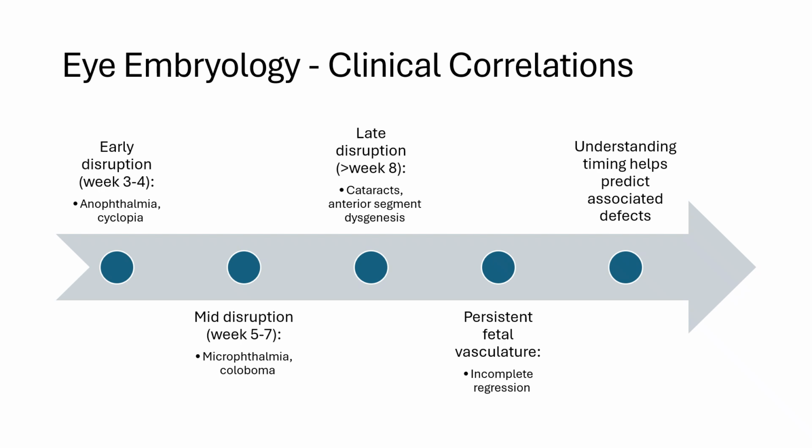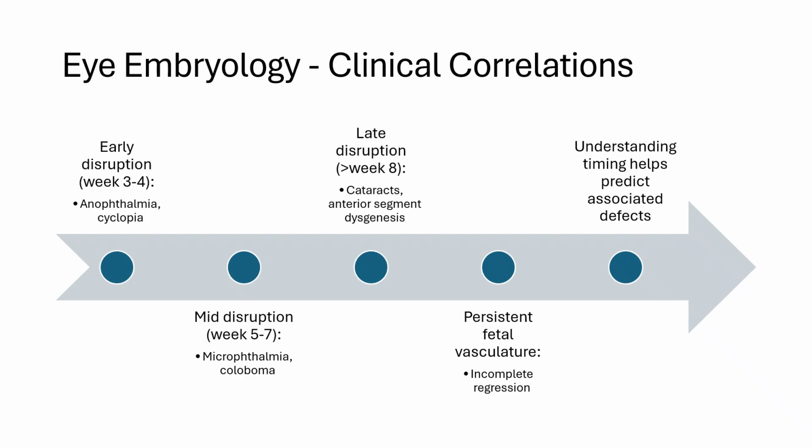Later disruptions after week 8 affect more superficial structures. Congenital cataracts and anterior segment dysgenesis occur when lens development goes awry. Unlike early disruptions, these often occur in isolation with better prognosis if treated promptly.